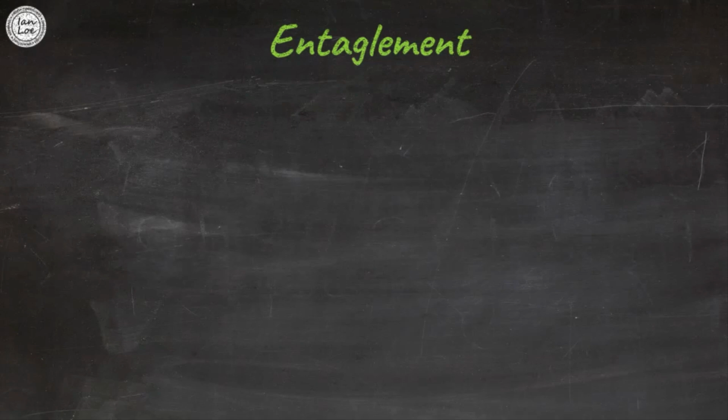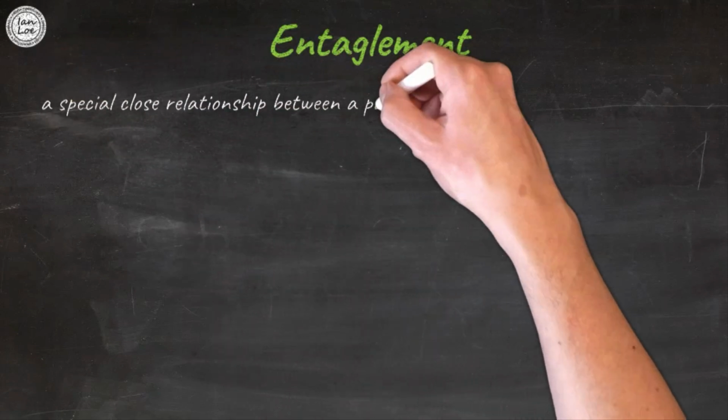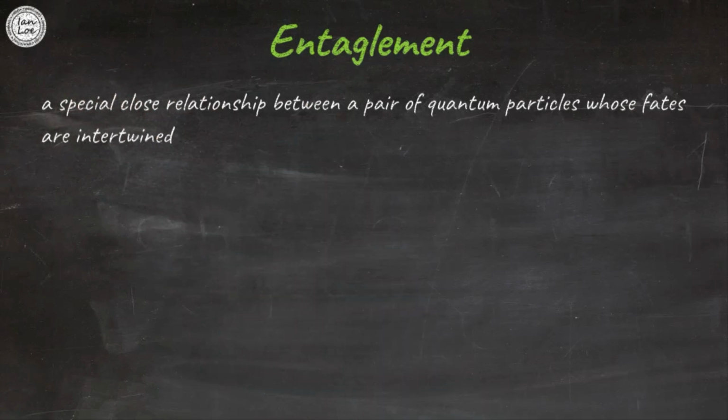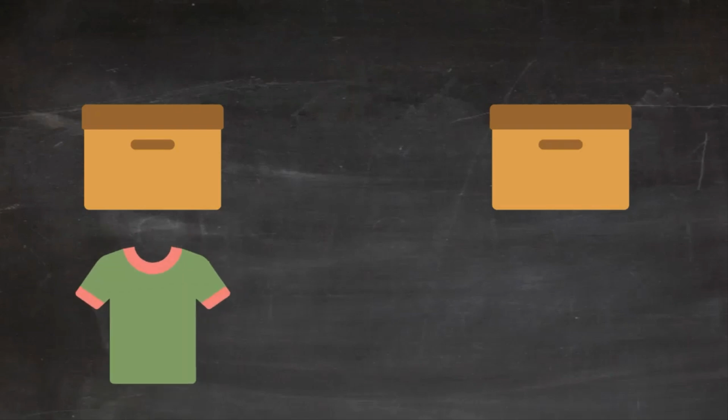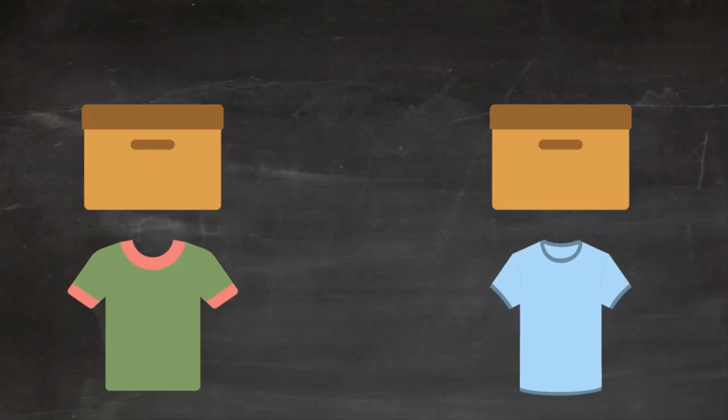Now let's talk about a very key concept of quantum mechanics: entanglement. Entanglement is a special close relationship between a pair of quantum particles whose fates are linked. Let me share a very simple example. Imagine you ordered 2 t-shirts, one in green and one in blue. The 2 shirts are delivered in identical boxes. You do not know which shirt is in which box. But once you open one box, when you see a green t-shirt, you will know that the other box will have the blue t-shirt. The green and blue t-shirts are entangled in a certain way. This is roughly the idea on which quantum entanglement is based.